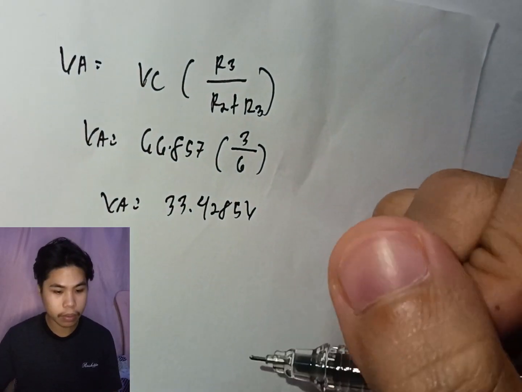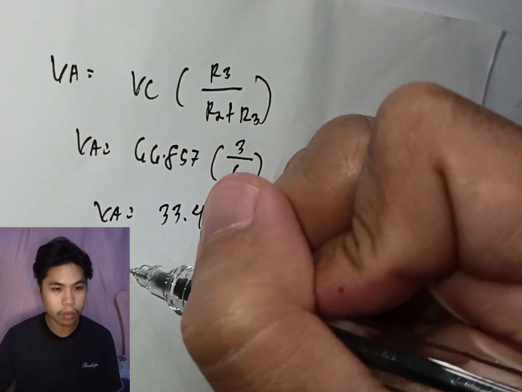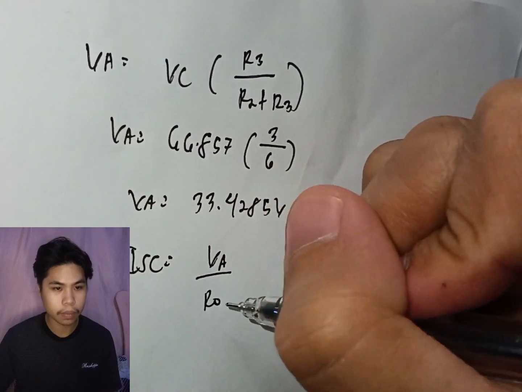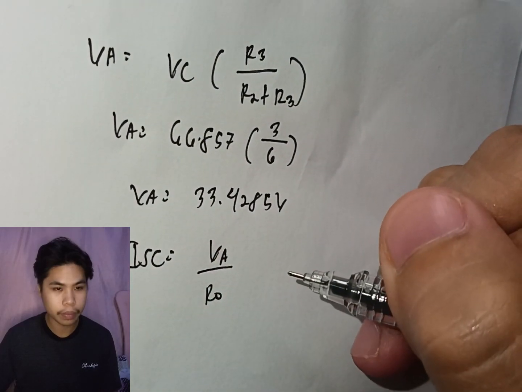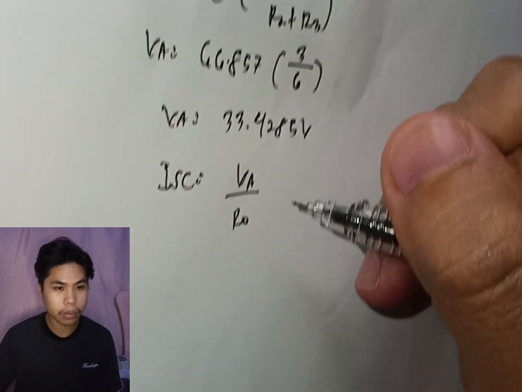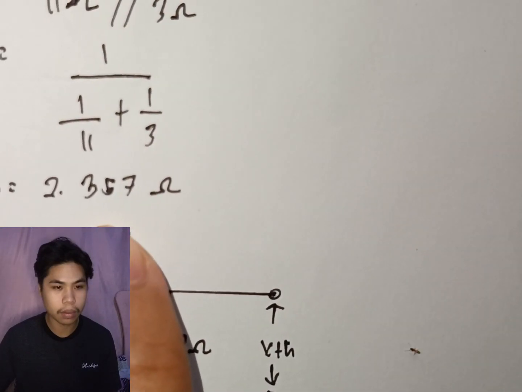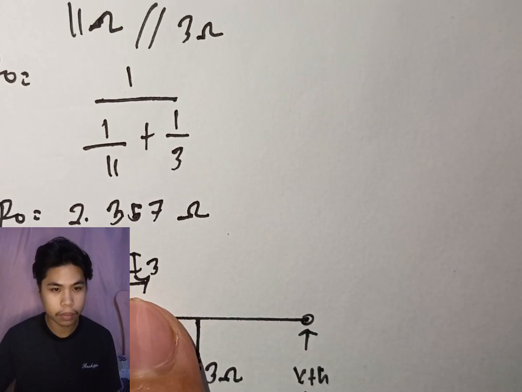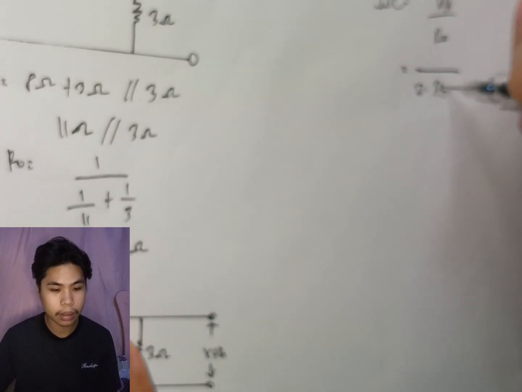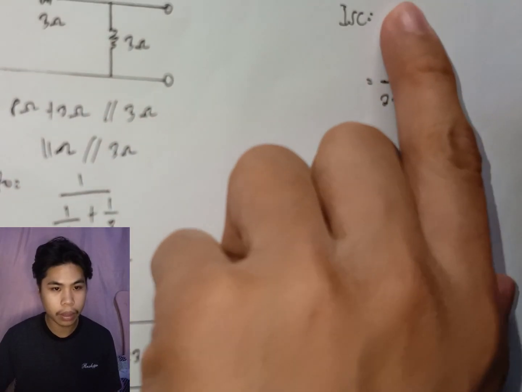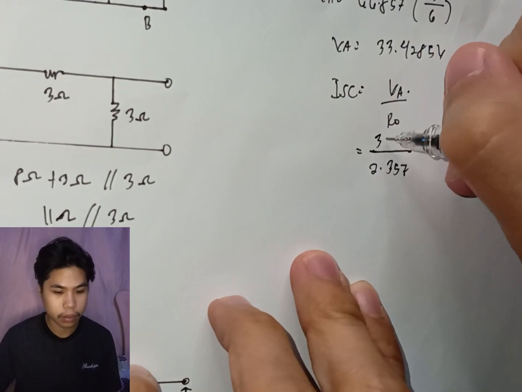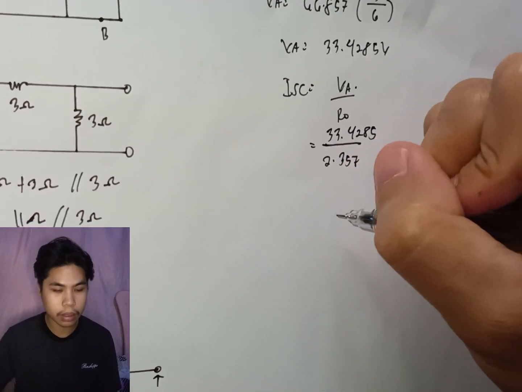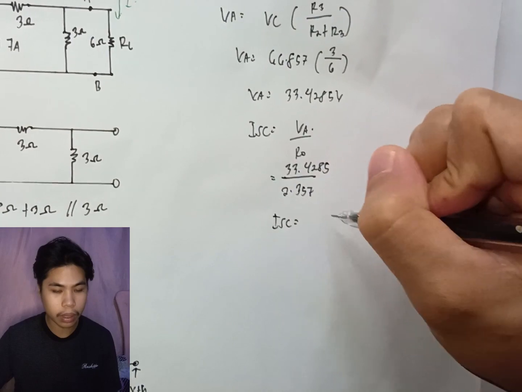So ISC is equal to VA all over by RO. So yung RO natin ay 2.357 ohms, and yung VA natin ay 33.4285 volts. So yung ISC natin ay equal siya sa 14.183 ampere.